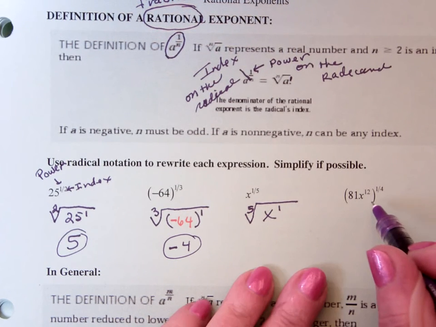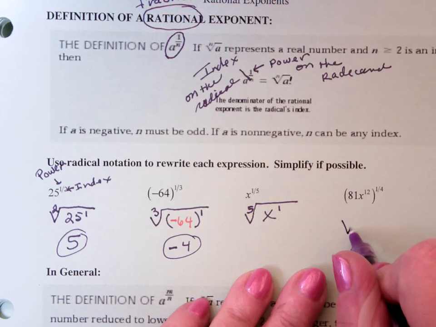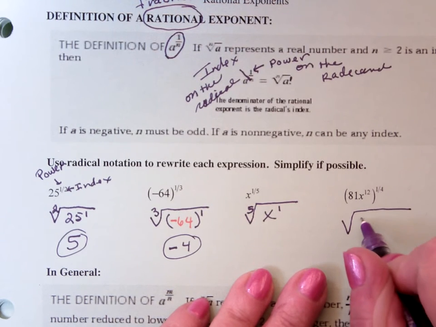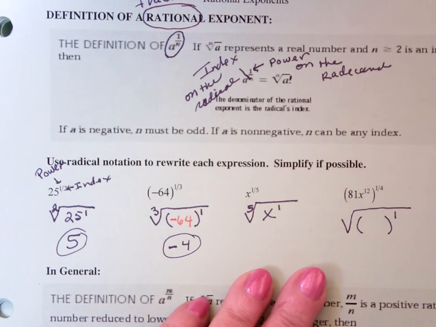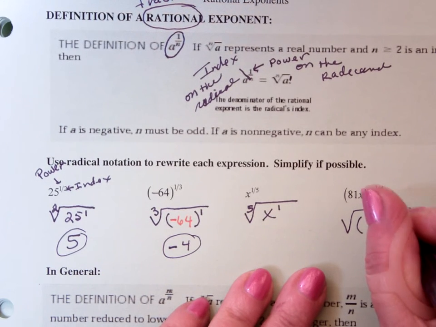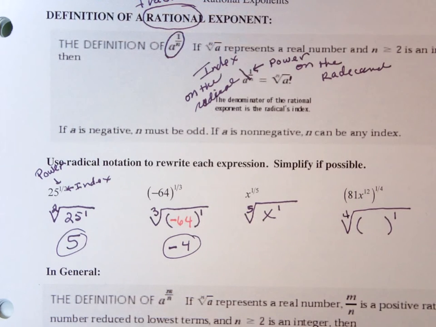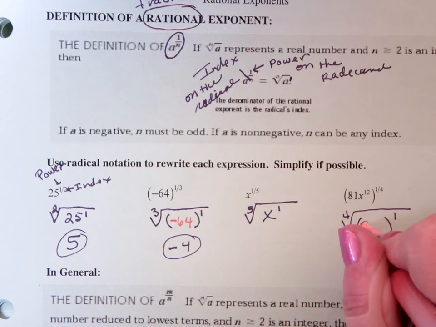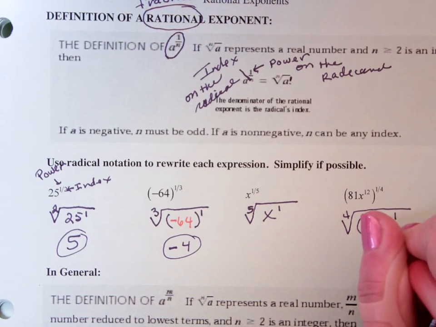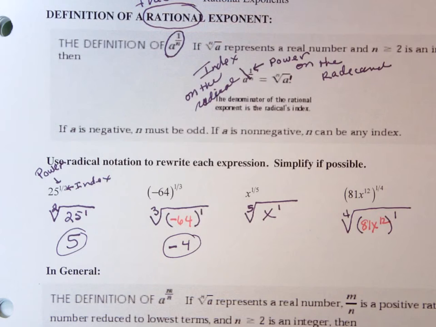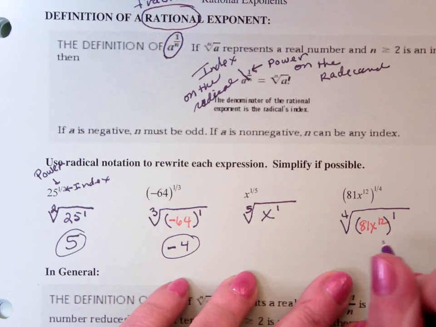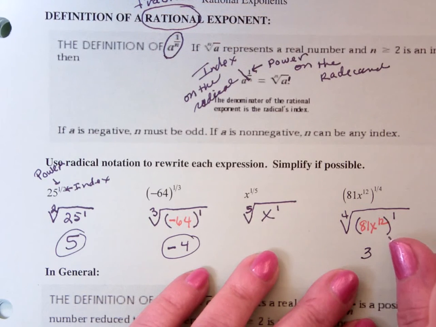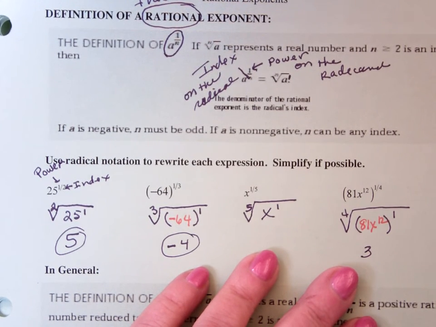81x to the 12th power to the 1/4, well, that says it's got a set of parentheses. It's the set of parentheses to the 1 power. And the denominator is 4, so it's the 4th root. What's in the parentheses is 81x to the 12th. So I'm taking the 4th root of 81. What's the 4th root of 81? 3. And the 4th root of x to the 12th is x cubed.